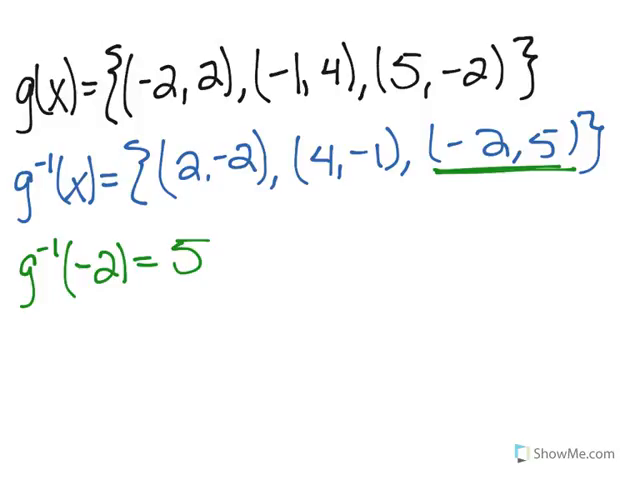This is an important difference because if you look up in the normal function, g of -2 is 2. So that's where the inverse differs. Be careful, make sure that you switch your coordinates before you go ahead and solve for the inverse.